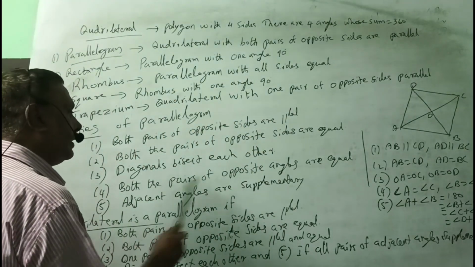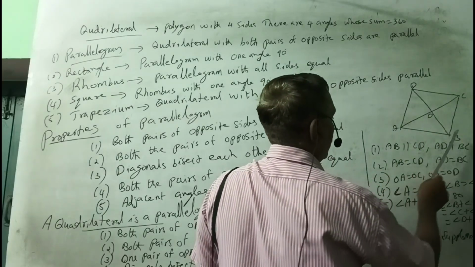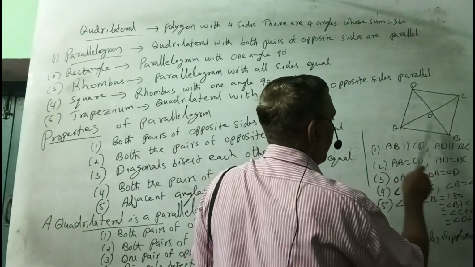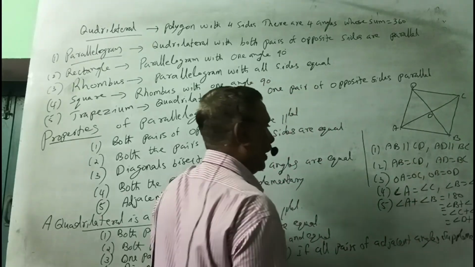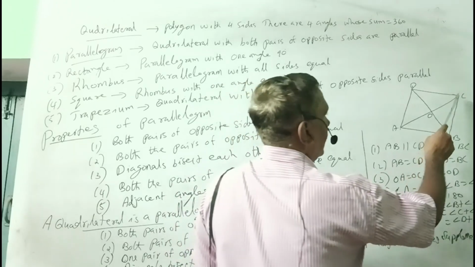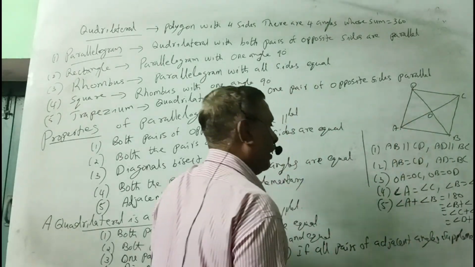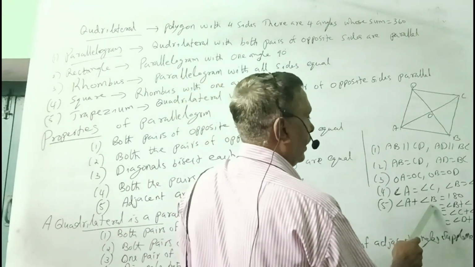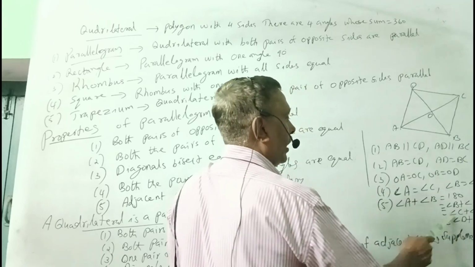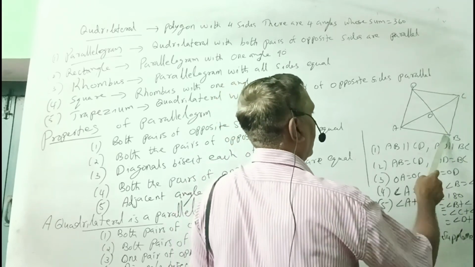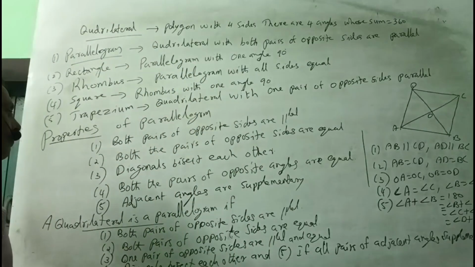Then finally, adjacent angles are supplementary. As we studied, when the lines are parallel and a transversal meets them, the co-interior angles add up to 180 degrees. You see, adjacent angles: angle A and angle B add up to 180 degrees. Similarly, B and C add to 180 degrees, C and D add to 180 degrees, and A and D also add to 180 degrees. That is written here: angle A plus angle B equals 180, angle B plus angle C, angle C plus angle D, angle D plus angle A. Adjacent angles are always supplementary. These are the properties of a parallelogram.